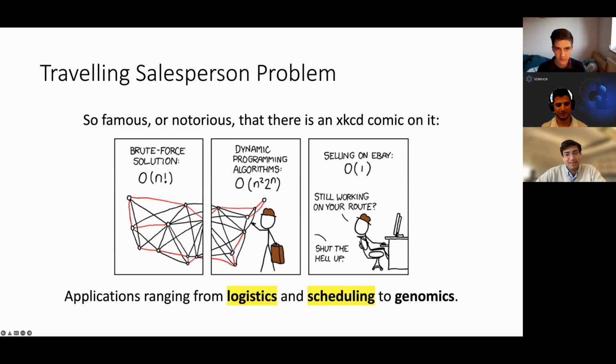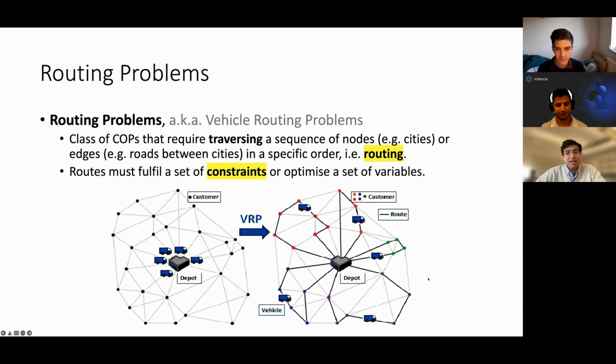So in terms of applications, TSP is part of a broader class of problems called routing problems or vehicle routing problems, where essentially you're traversing a sequence of nodes or cities through some routes among them or some edges among them. And the thing is that your routes must follow some constraints.